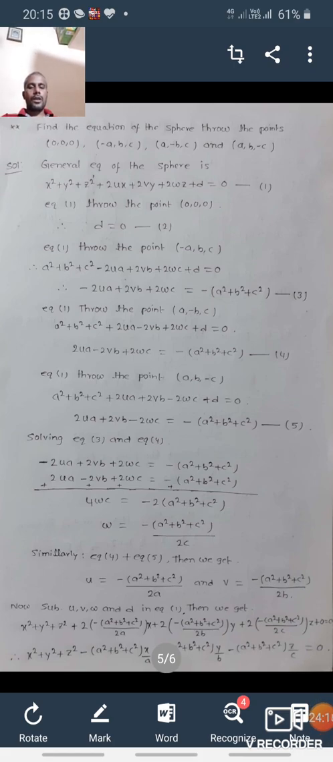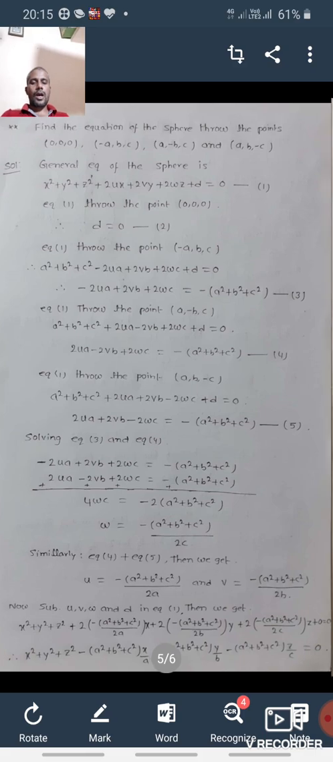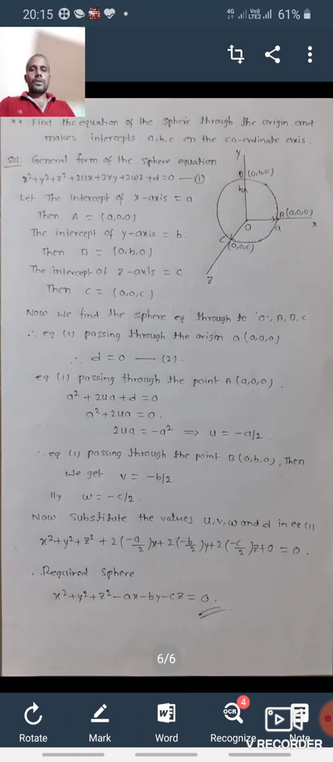So now let us solve another problem also. Find the equation of the sphere through the origin that makes intercepts a, b, c on the coordinate axes. Now the solution of this problem.